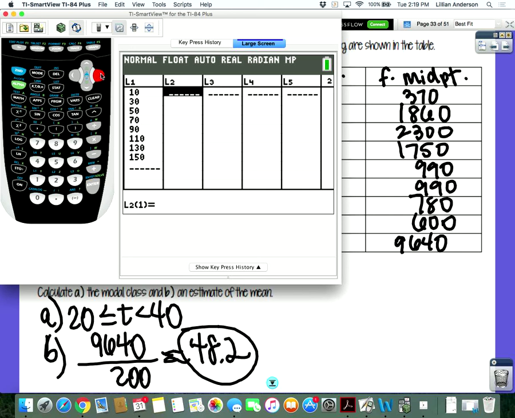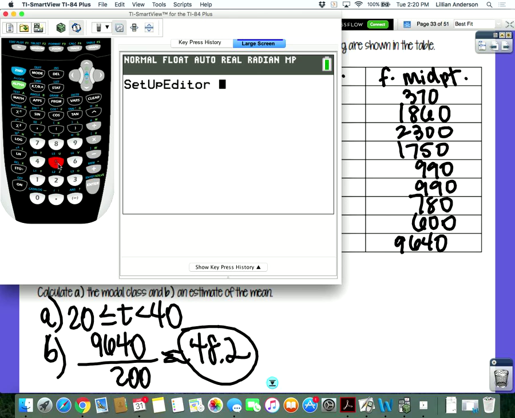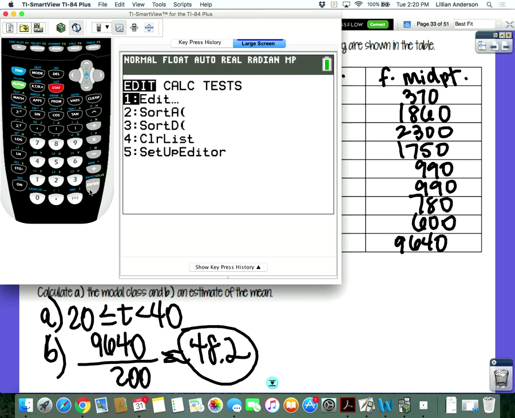I lost L2. I don't have an L2. Okay, if you lose any list, L1, L2, L3, L4, L5, this is what you do to get it back. You press the stat button. You go to option 5 that says set up editor, and you click enter. When you go back to the stat into your list, it'll be there.